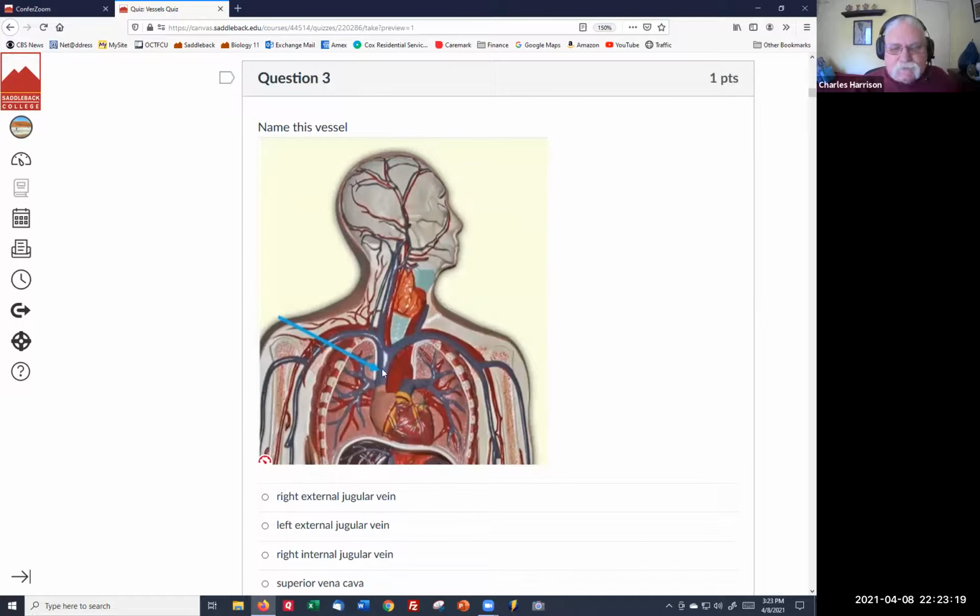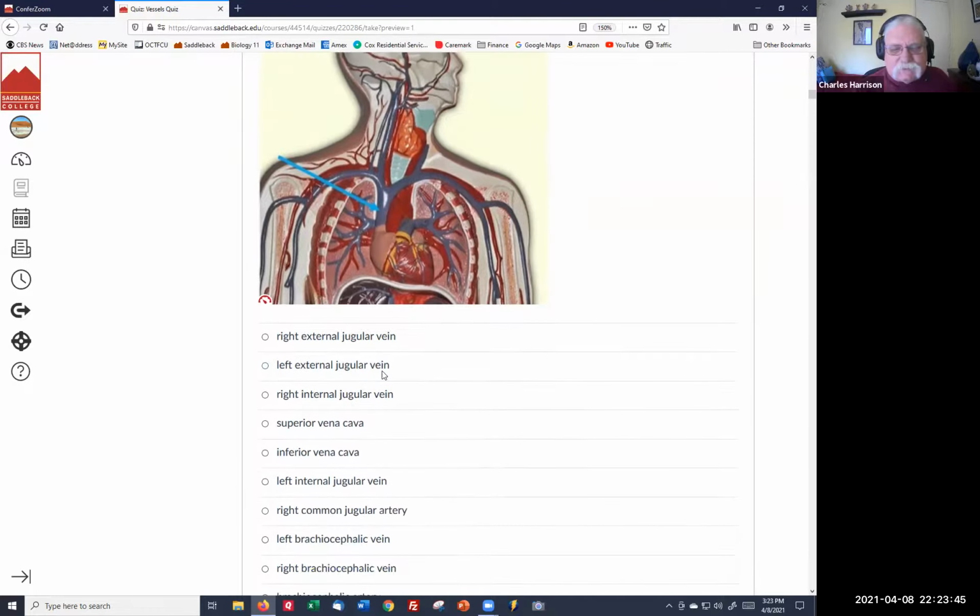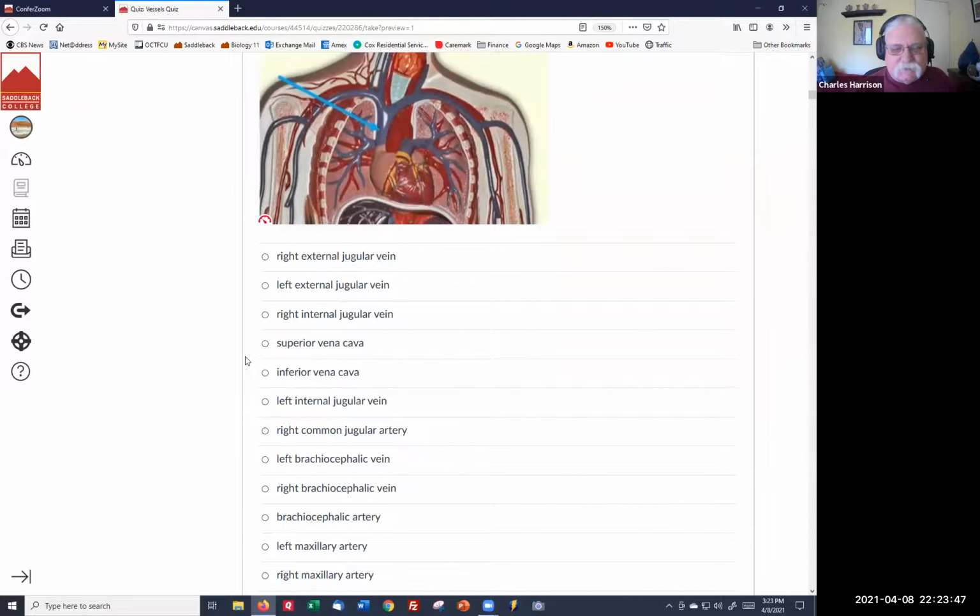Name this vessel. Well, again, this is shine here, okay? But this vessel coming up, this is the superior vena cava, splitting into the brachiocephalics. We also know it's the vein, but we just need to find superior vena cava.